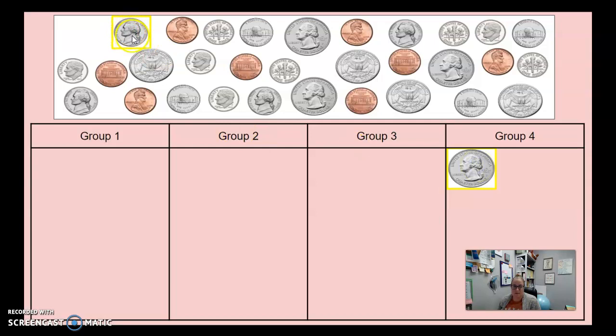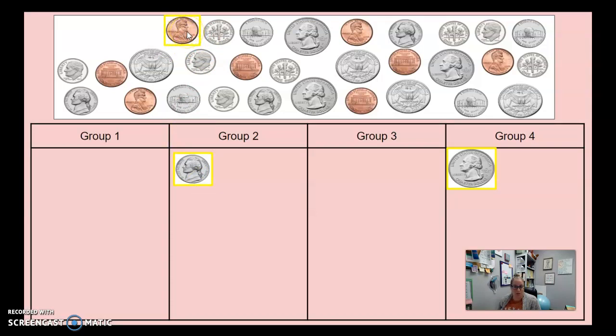The next one we have is right here. It's silver in color also, but it's smaller than the quarter was. It is silver in color, but it's different, so I'm going to create a new group for it. I'm going to put it over here in group 2. So this is the nickel, and I put it in group 2 because it's the 2nd coin that we talked about.